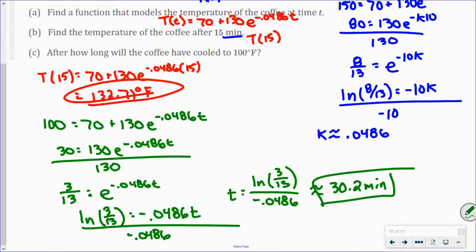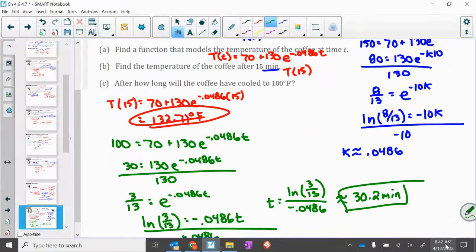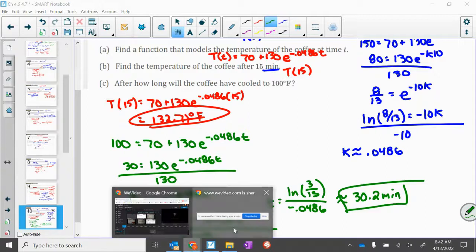All right, so there is your video over some of those exponential examples. So now you have a web assignment that you can start working through. If you have questions, feel free to reach out.